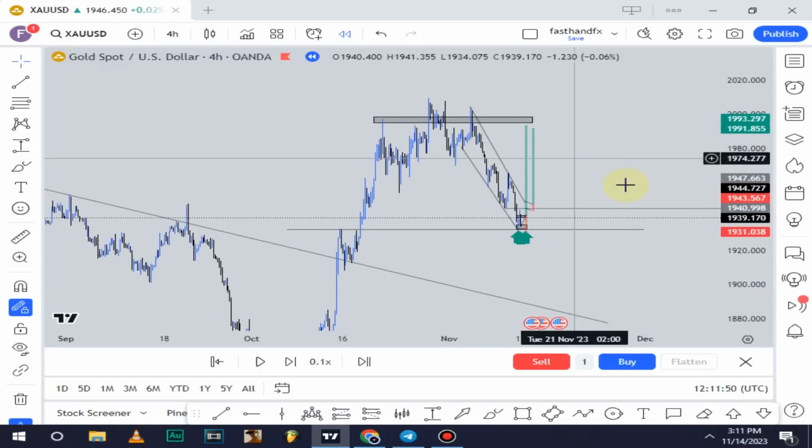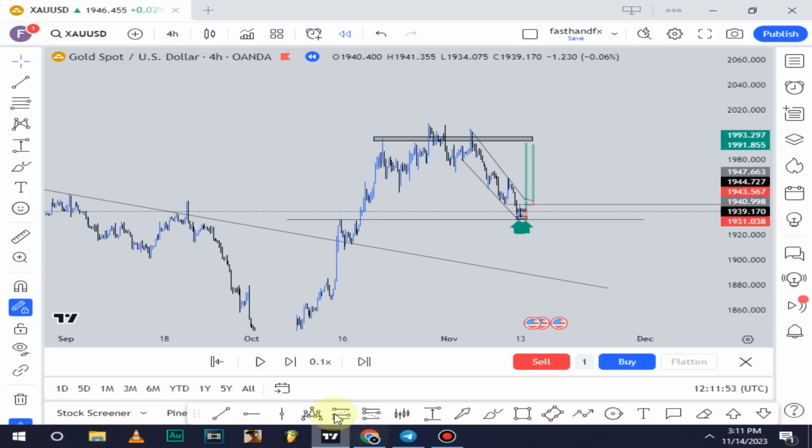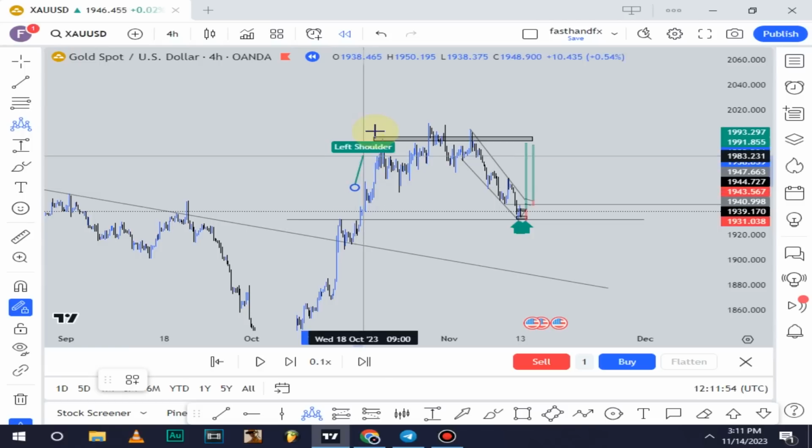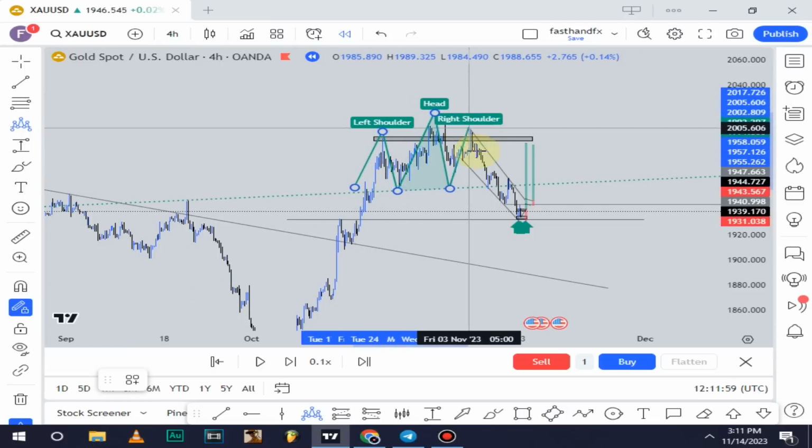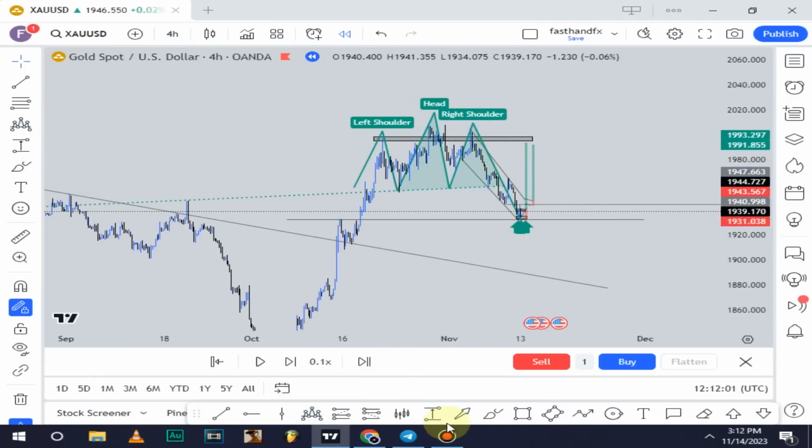Let me just show you the scenario. The market gave us a head and shoulder. How about the left shoulder right here? Neckline, head, neckline. This is the right shoulder. Then guess what? Oh, it's a reversal. We're going down. Let's take our sell position.